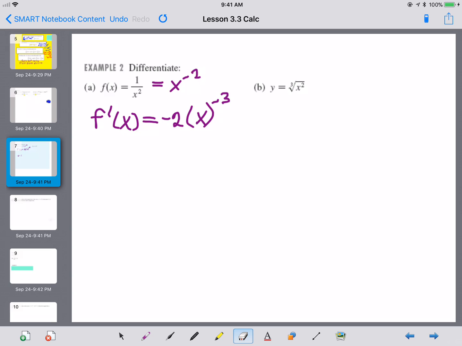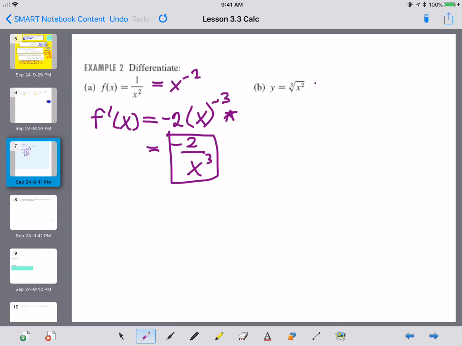Sometimes you'll see that answer rewritten back as a fraction. That would flip your x down below. I'm okay with you leaving your answer as a negative exponent, but please be aware that there are times where, if you're checking your answers in the back of the book or looking at a multiple choice, they might write your answer as a fraction again. So just make sure that you know how to flip it back to the fraction if that happens.